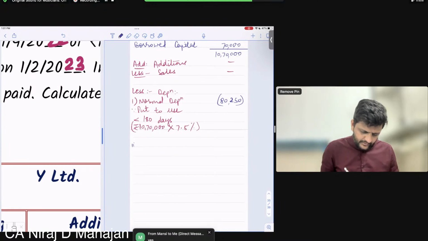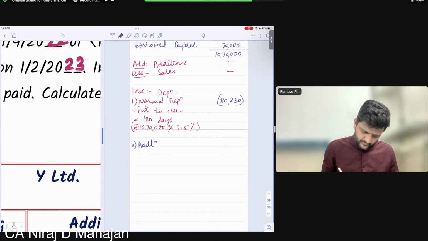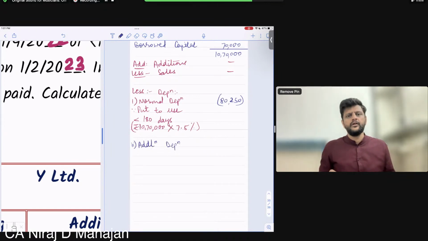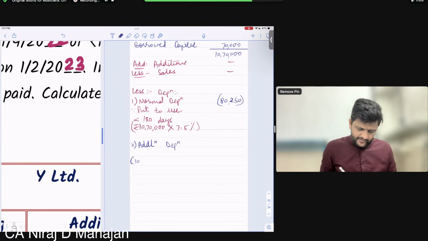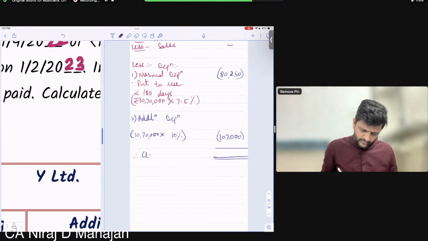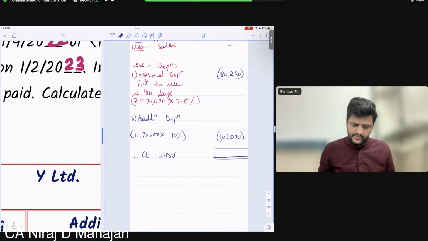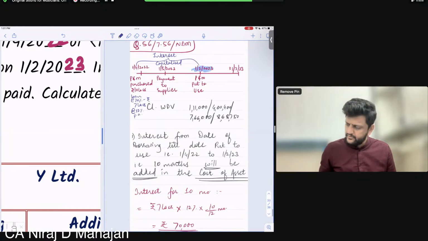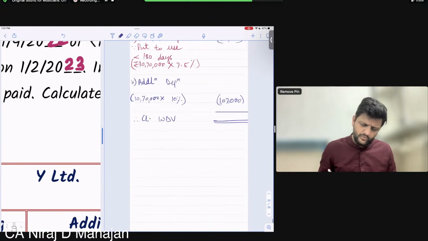And second, additional depreciation. Again on 10 lakh 70,000. How much percentage? 10% is 1 lakh 7,000. Yes. Therefore, closing WDV is 8,82,750. What mistake did you do, Mansi?